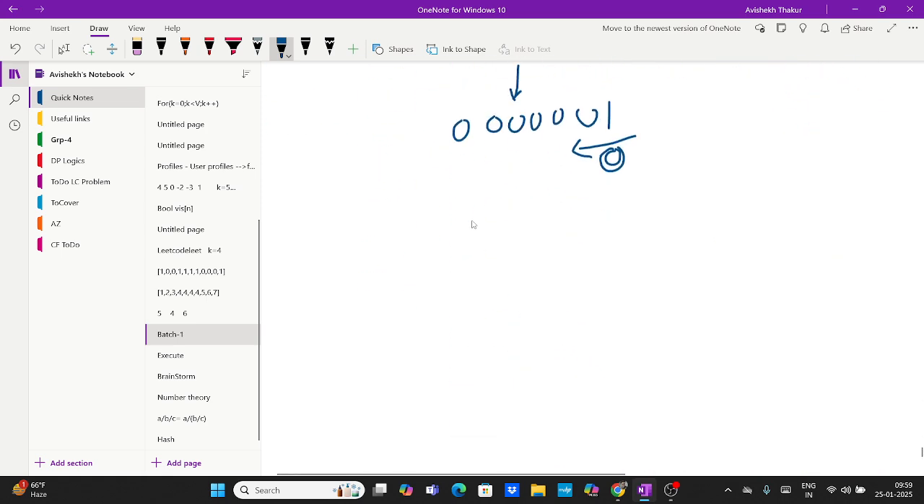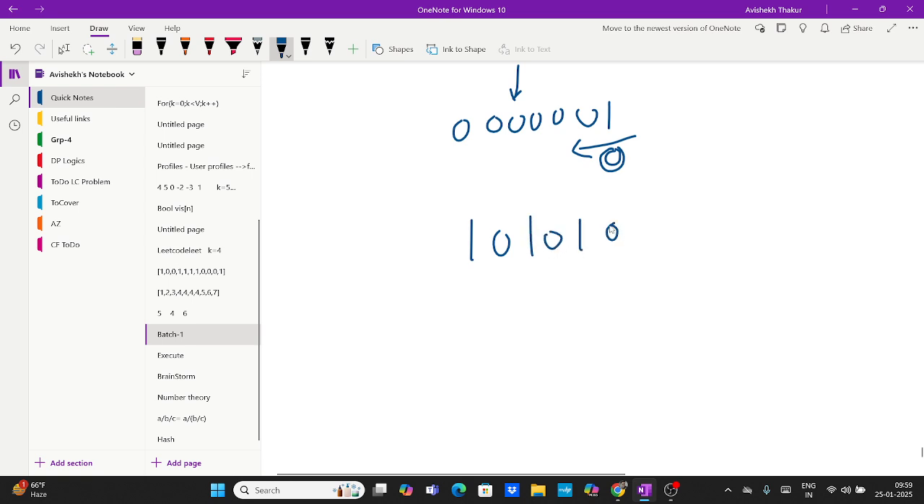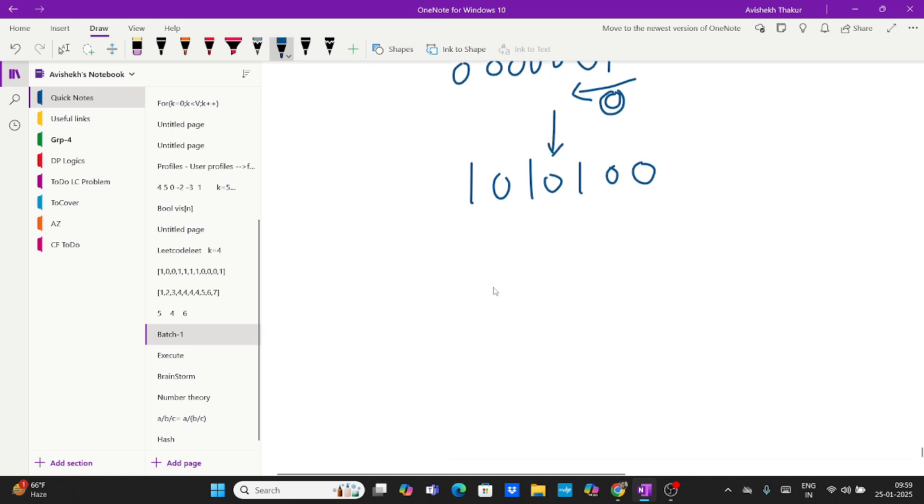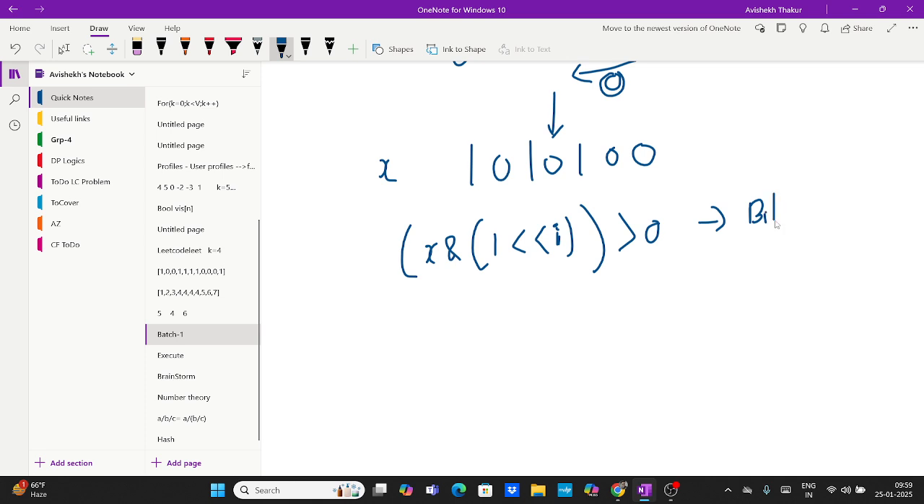Cool. So now we have the number as 1 0 1 0 1 0 0, right? Let's check whether the third bit is set or not. So this is our x. What we write in code is x AND 1 shifted by i, where i is nothing but, in our case, 3. If this number is greater than 0, the bit is set. Otherwise, it is not set.